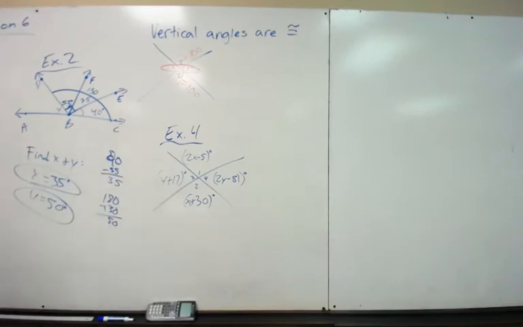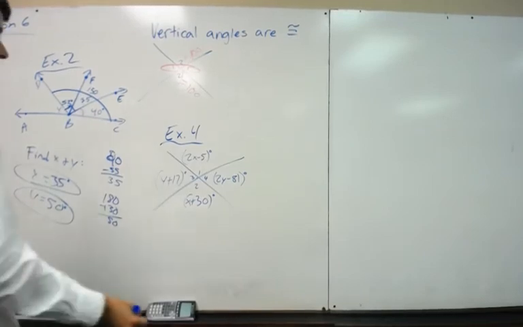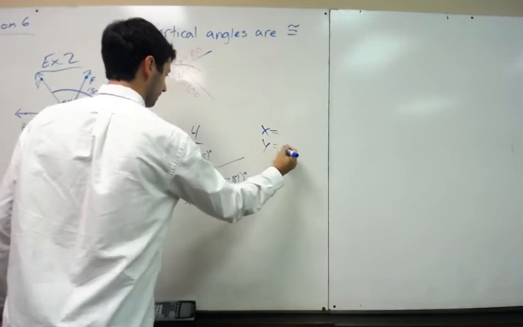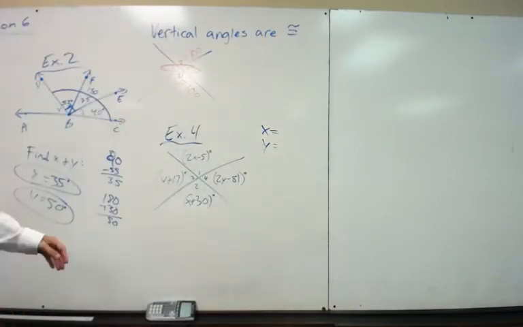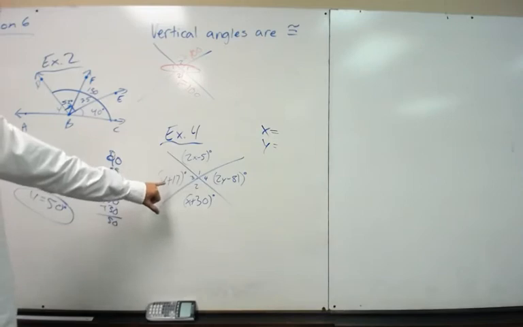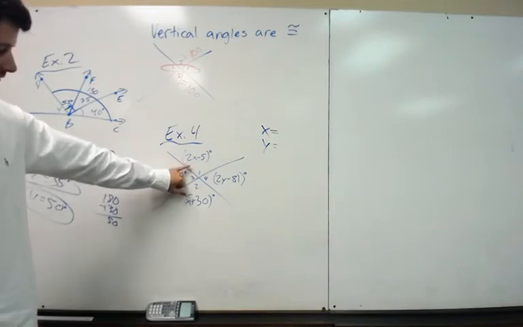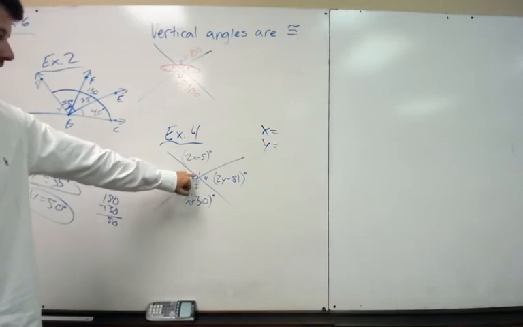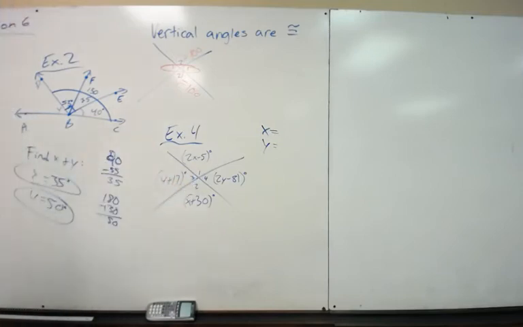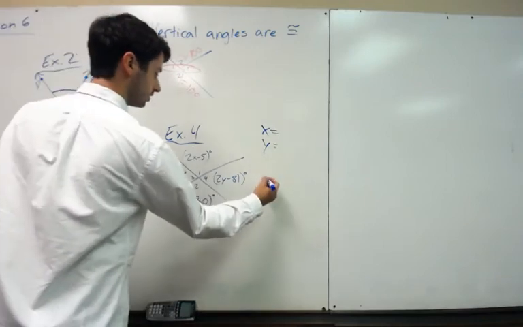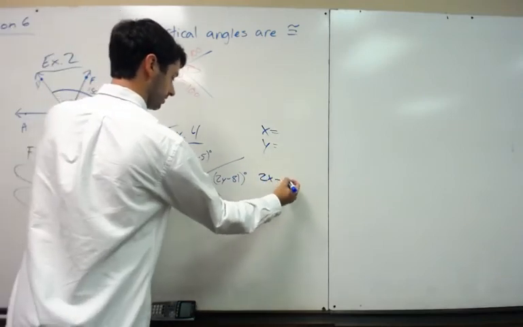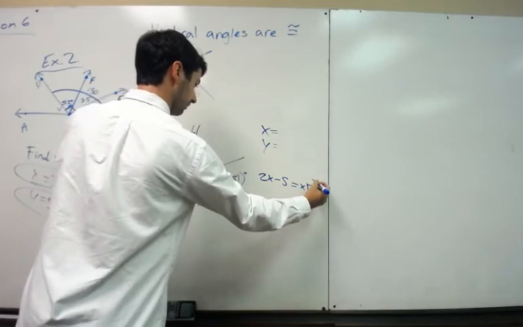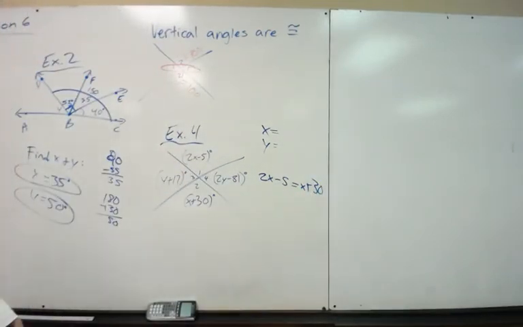So let's do example 4, using the definitions we know. Example 4 wants us to determine the value of x and y. So we need to find x and y. Well, using what we know about vertical angles, we know that opposites are congruent. So therefore angle 1 and 2 are congruent. So what we can say is 2x minus 5 equals x plus 30.